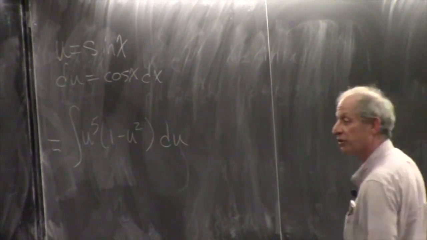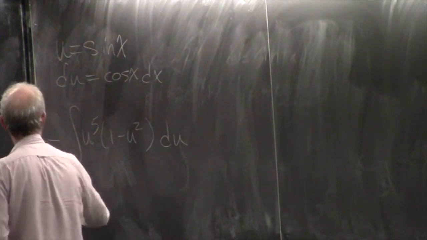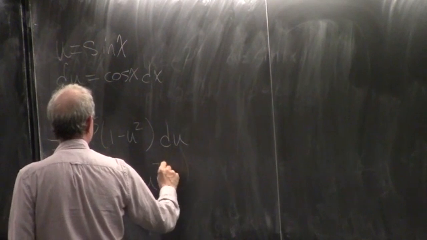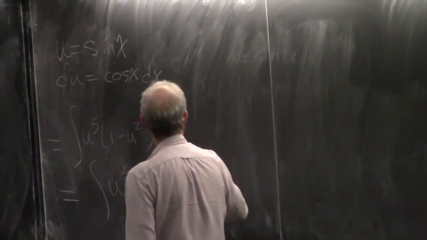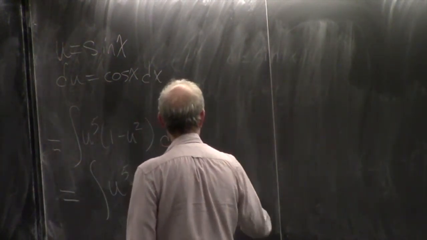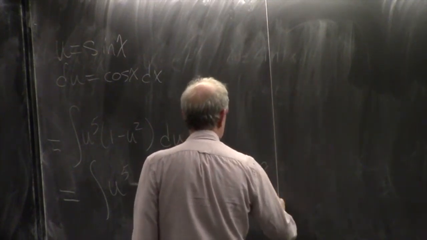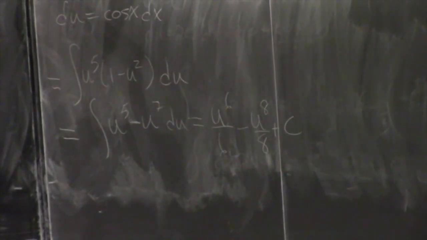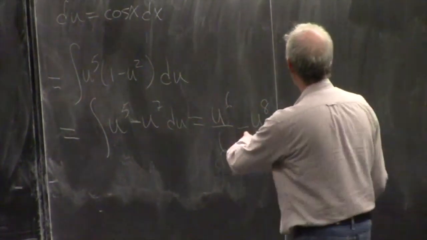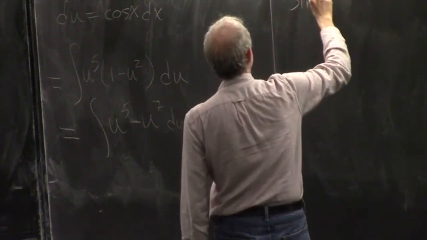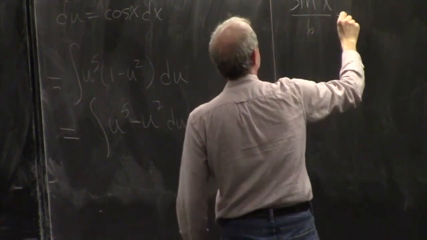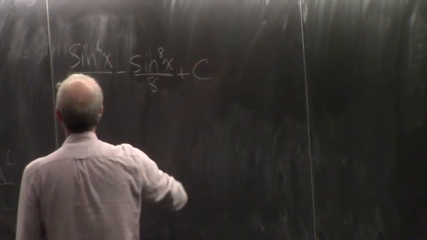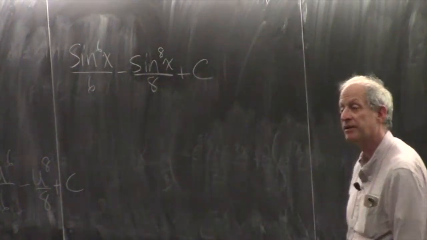Okay, that's a much easier integral. Distribute the u to the 5th. You get u to the 5th minus u to the 7th du, which is u to the 6th over 6 minus u to the 8th over 8 plus a constant. And then substitute back, and you get sine to the 6th x over 6 minus sine to the 8th x over 8 plus C. You do that one okay?